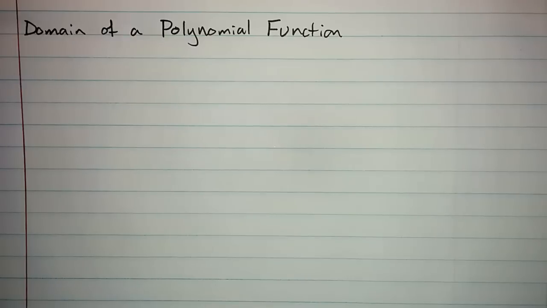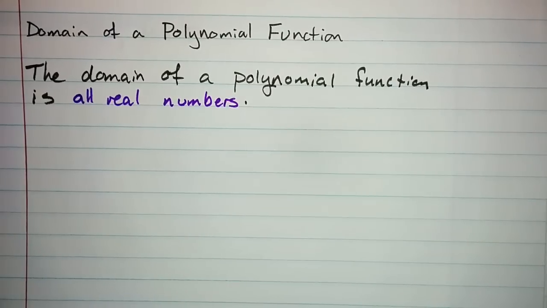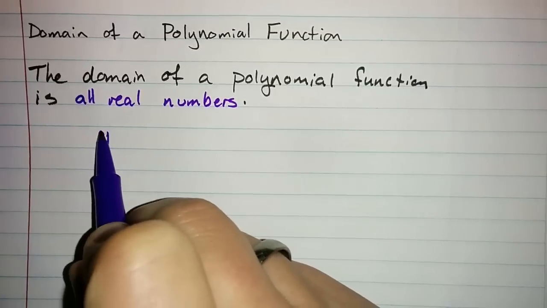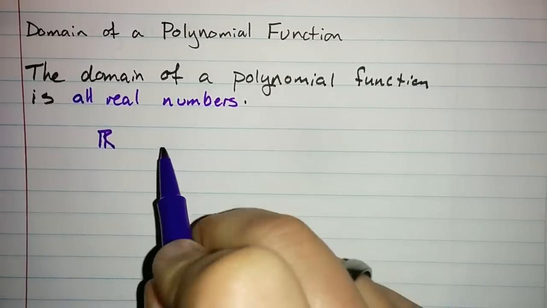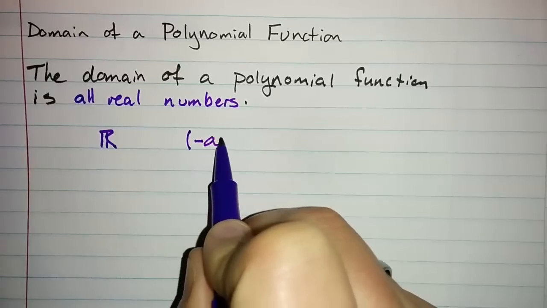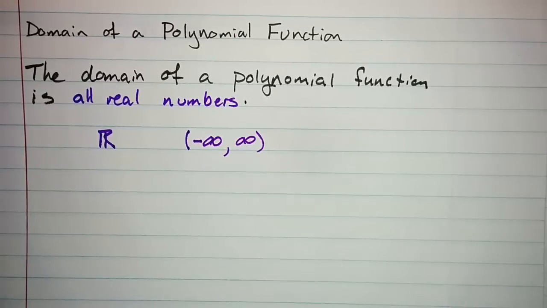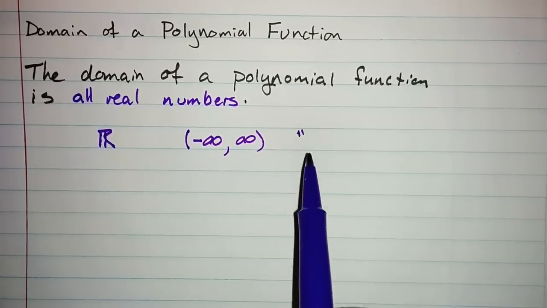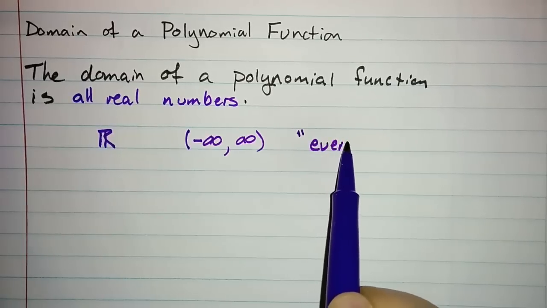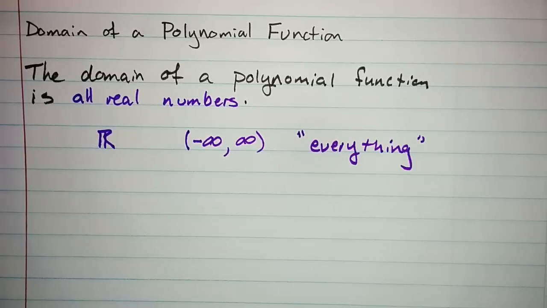Let's not beat around the bush. The domain of a polynomial function is all real numbers. You can express that however you want. The phrase "all real numbers," the blackboard capital R, the interval negative infinity up to infinity. I would even accept the word "everything." The domain of a polynomial function includes any number you can think of.